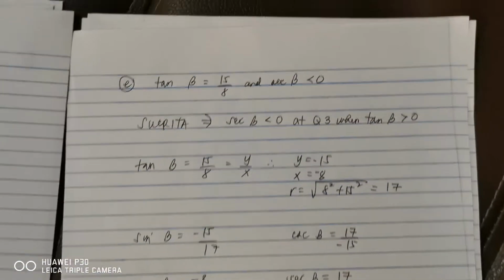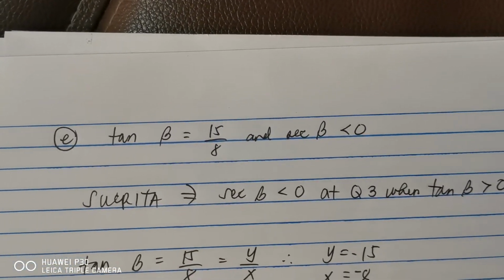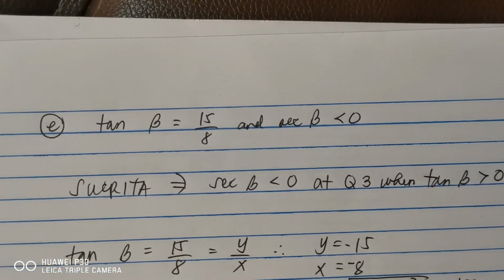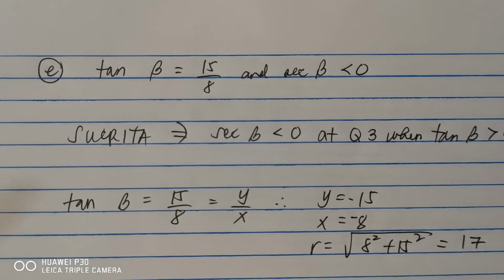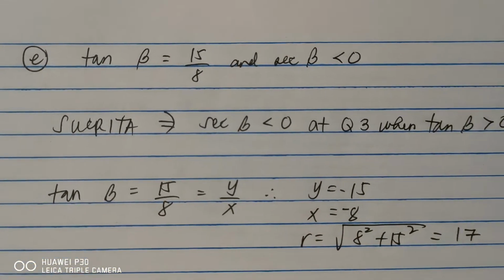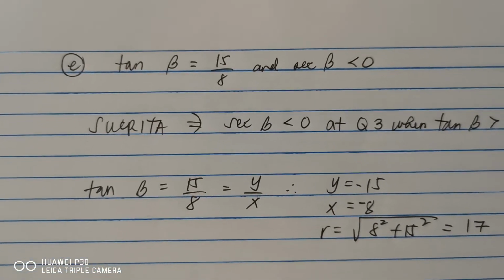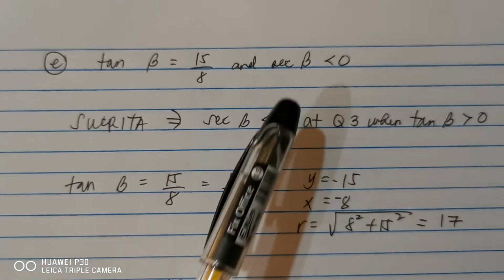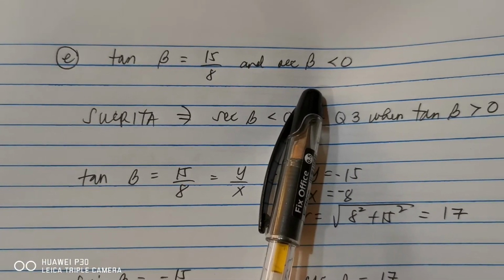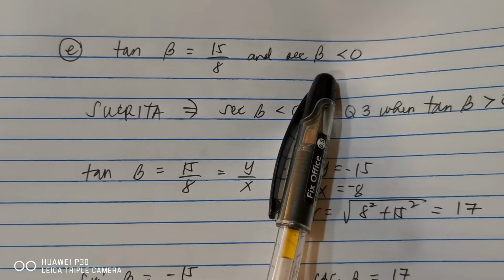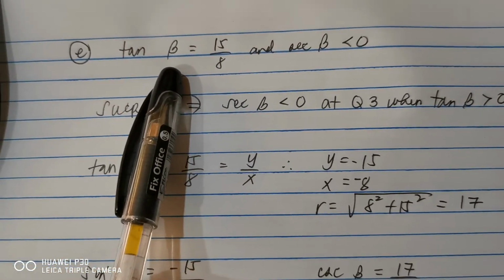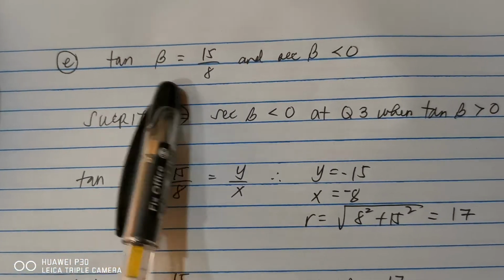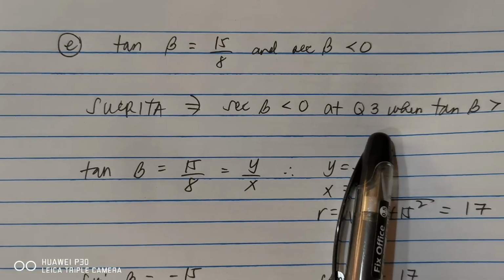Okay, letter E, we were given that tan beta is 15 over 8 and that secant beta is negative. Okay, so when we think of the reciprocals, we go back to the basic functions. So secant theta is the reciprocal of cosine theta, and cosine theta is negative in quadrants 2 and 3. Tangent is positive in quadrants 1 and 3. So the common quadrant is 3.